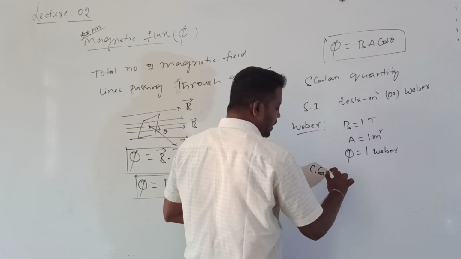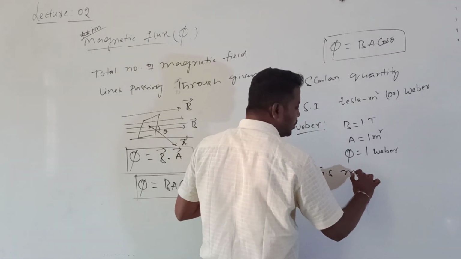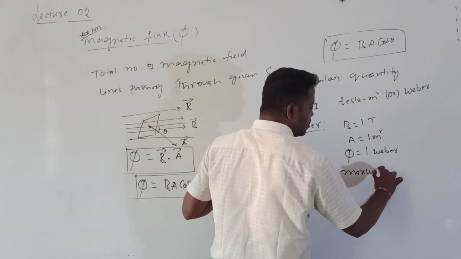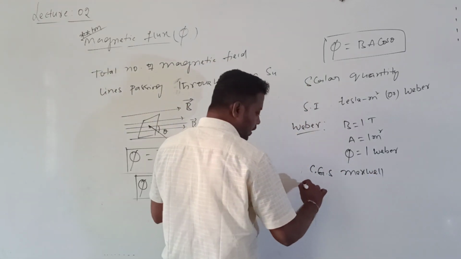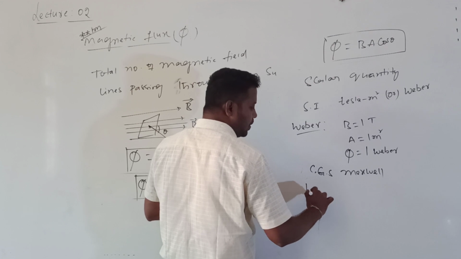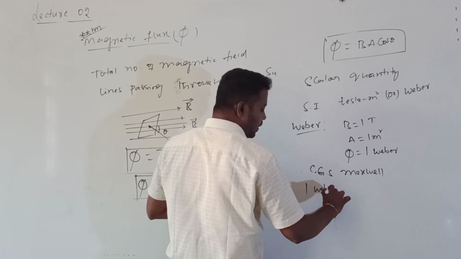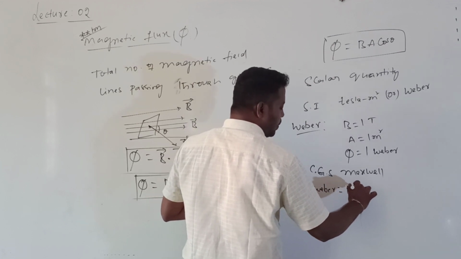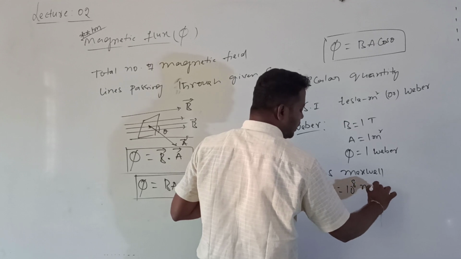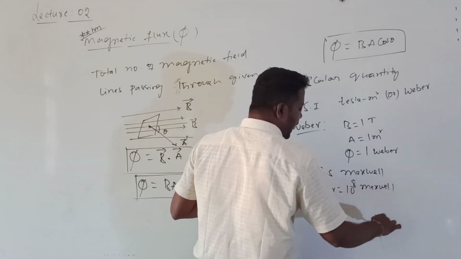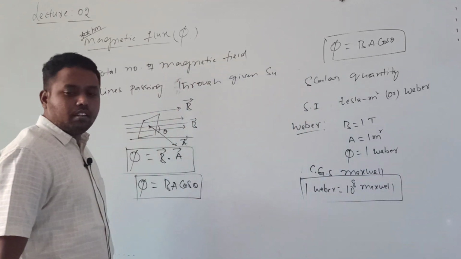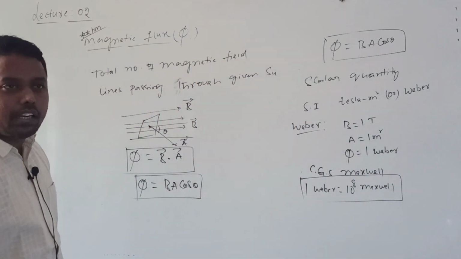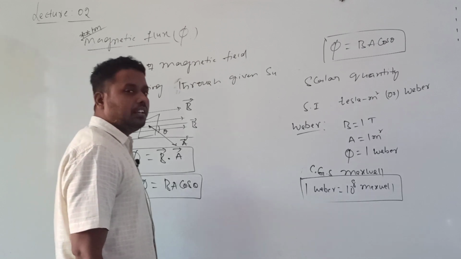Whereas the CGS unit is given by Maxwell. One important conversion here is 1 Weber is equal to 10 to the power of 8 Maxwell. So conversions are very important, and units are also important.